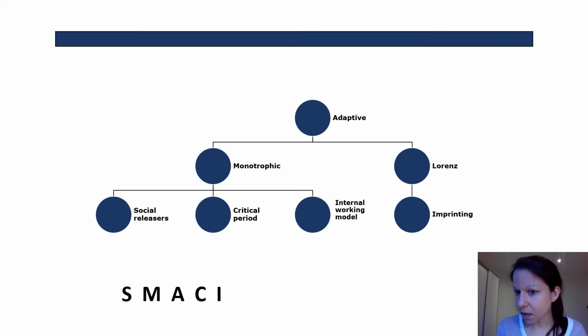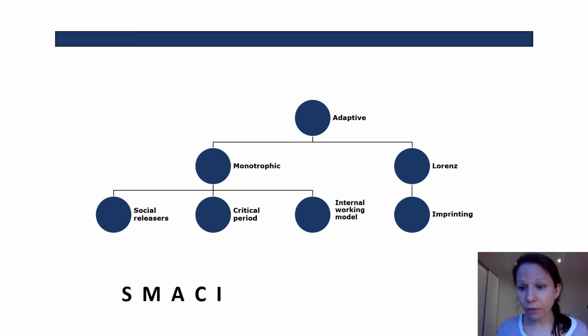So I said to you last time how critically important Lorenz's research is. It is, because without Lorenz we wouldn't have had Bowlby. Bowlby was actually a student of Lorenz, so he was very influenced by Lorenz's research and his work. And then along comes Bowlby and tries to apply it to human beings and comes up with this theory.